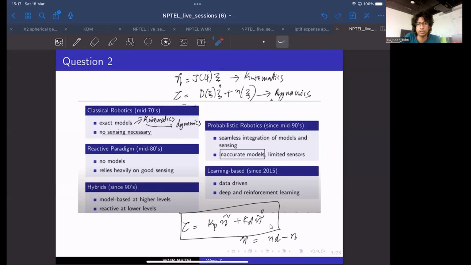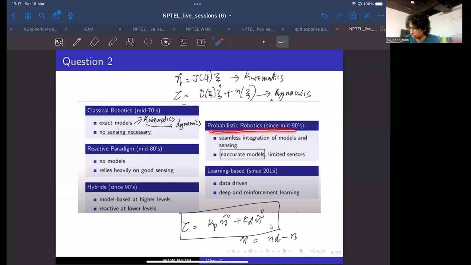So you might have come across the term computed torque control or computed velocity control. It will have components from the model, as well as components from the sensors. It will have a feed forward term plus a feedback term also. We'll see that later also.